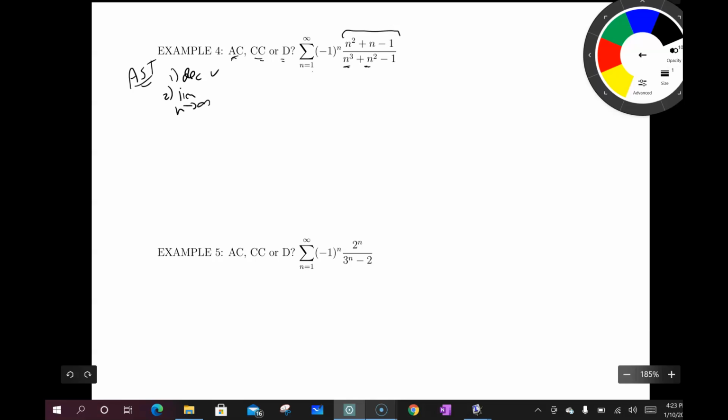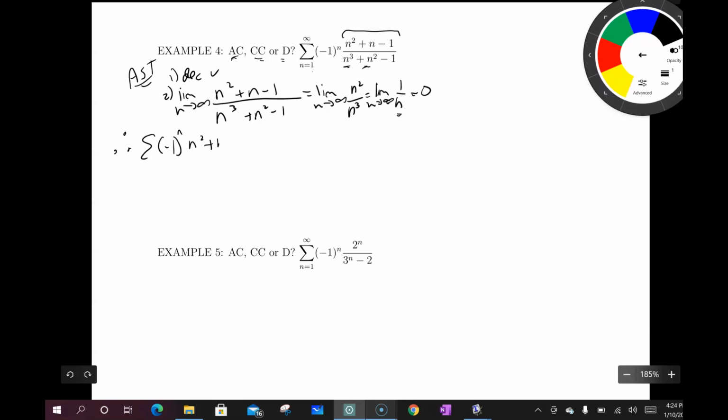Let's check out this limit. N squared plus n minus 1, n cubed plus n squared minus 1. Okay, so it's necessary to write this thing down in its great glory, all of it, then go use the highest powers. So limit as n goes to infinity of 1 over n. N's going to infinity, so I get 0. So what do I have? I've got that this thing, so it's necessary to write the whole thing out. Lots of writing, I know. Converges by AST, right? So it converges by AST with the negative sign.